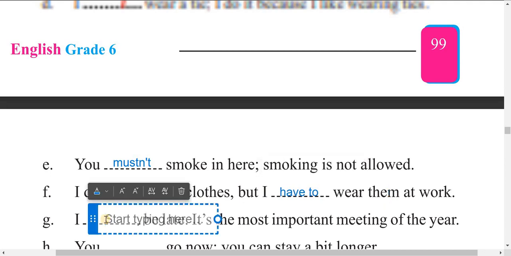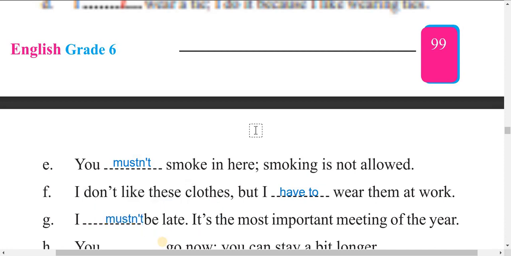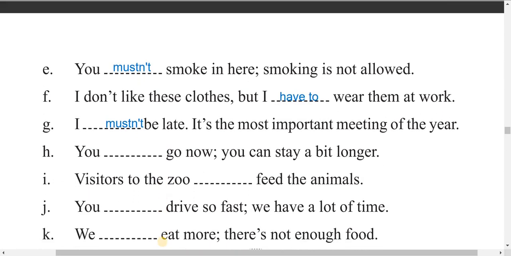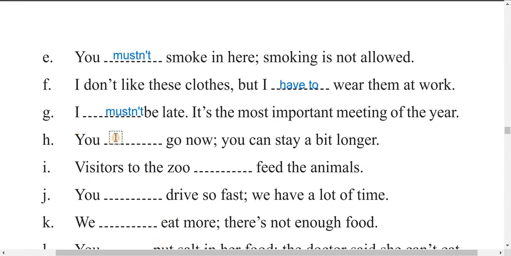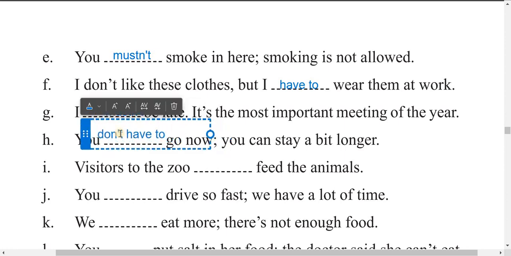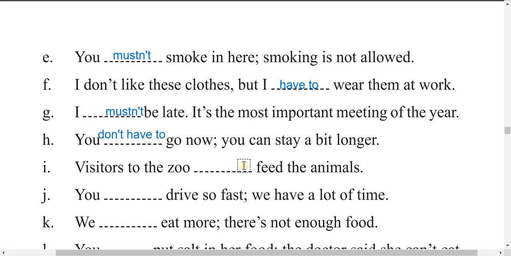Late is the most okay. I mustn't be late. It's the most important meeting of the year. I mustn't be late. Next, go now, you can stay a bit. You don't have to go now. In this way, you don't have to go now, you can stay a bit longer.